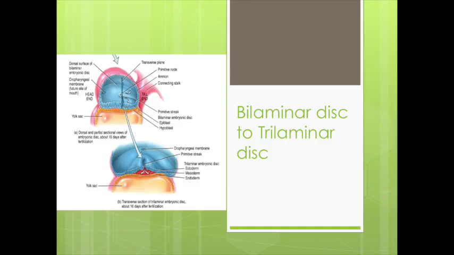Here we have a picture of the transition of the bilaminar disc to the trilaminar disc. In the top picture, we can see the primitive streak and the location of the epiblast and the hypoblast. In the bottom picture, the mesoderm has formed. This is the red layer in between the ectoderm and endoderm.